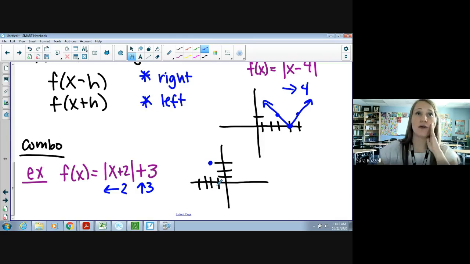Okay. Now we're ready to draw our V. So we're going to use the same thing that we did before. Up 1 over 1, up 1 over 1 the other way.